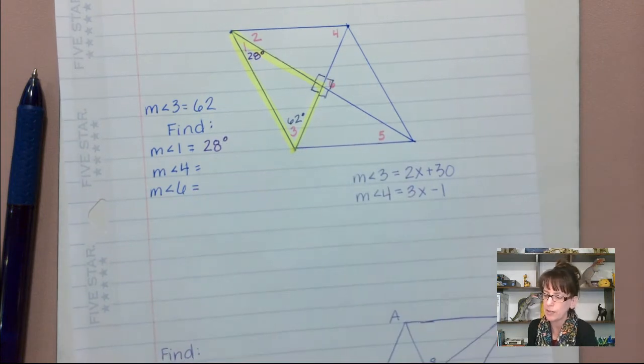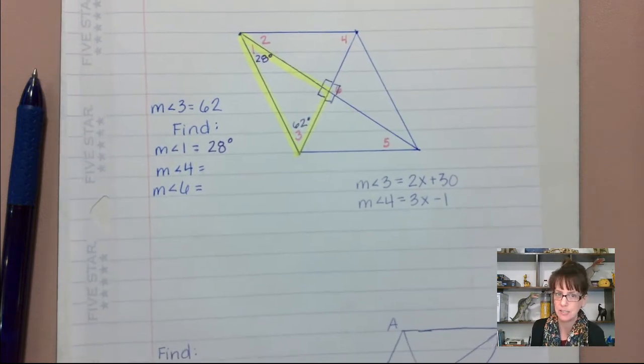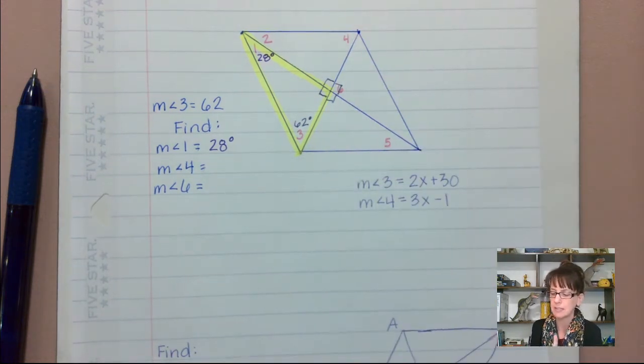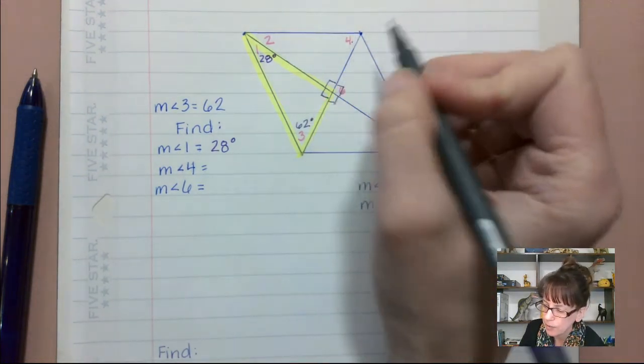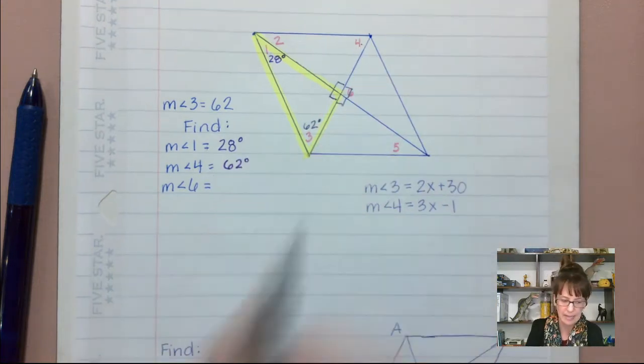Okay, what about the measure of angle 4? All right, so taking a look at that then, the other part of this is that these bisect each other. So the measure of angle 4 is also going to be 62 degrees here. So we can put 62 degrees right in here.